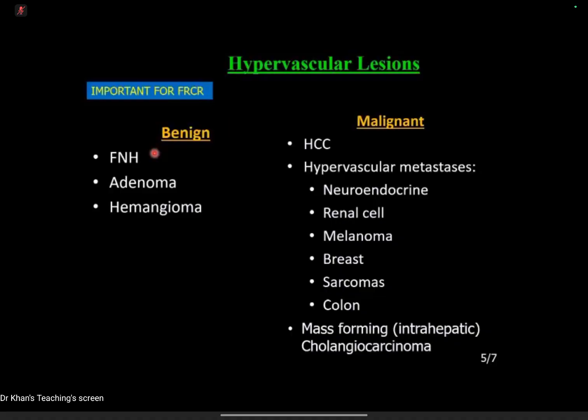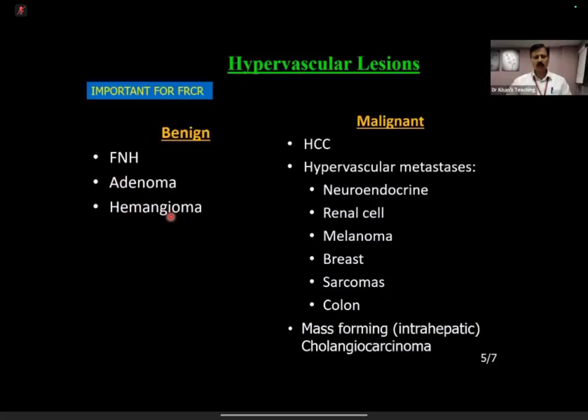So the benign list includes FNH, adenoma, and hemangioma. And the malignant list, HCC, hypervascular metastasis, and intrahepatic cholangiocarcinoma. Now, this is a viva question. What kind of metastasis can be hypervascular? The word hypervascular means that they enhance on arterial phase.